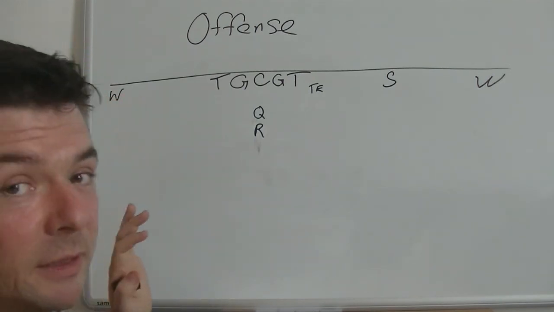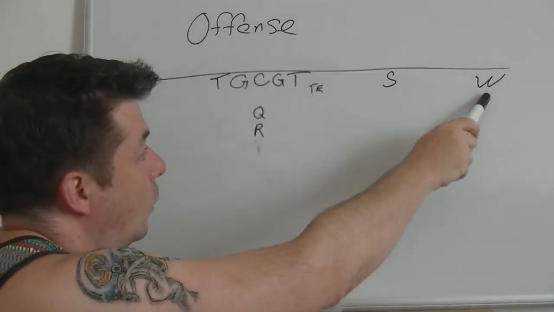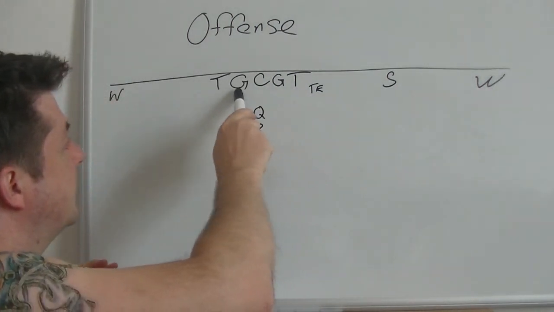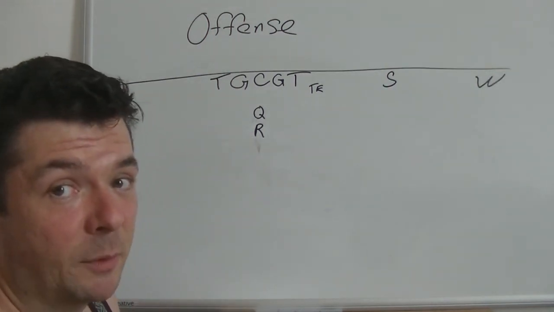So you've got 11 people on the offensive side of the ball. Let's count them up. 1, 2, 3, 4, 5, 6, 7, 8, 9, 10, 11. And that's pretty much how that works out.